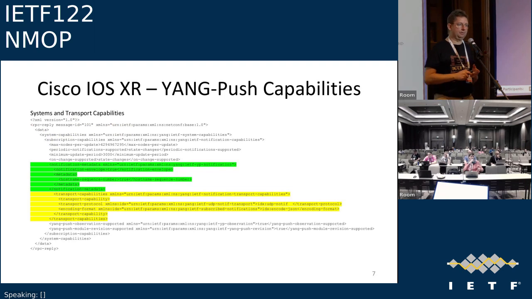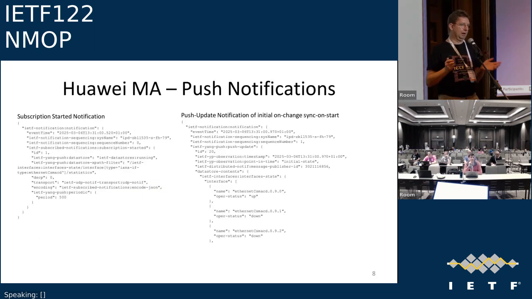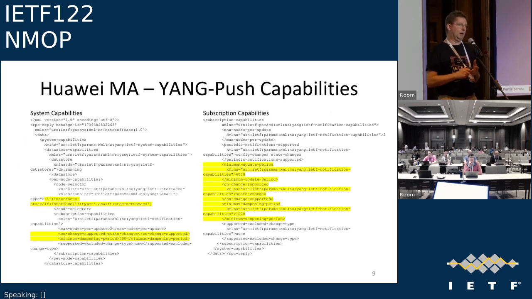Then here another example, also from Cisco IOS XR on the YANG Push capabilities. The part where we discover the envelope is supported and also the transport support. Then on the Huawei OLT, the subscription started and also the initial on-change sync on start message. Here the YANG Push capability on the OLT showing which XPaths are supported, whether it's on-change supported or periodical supported, and also in which intervals.